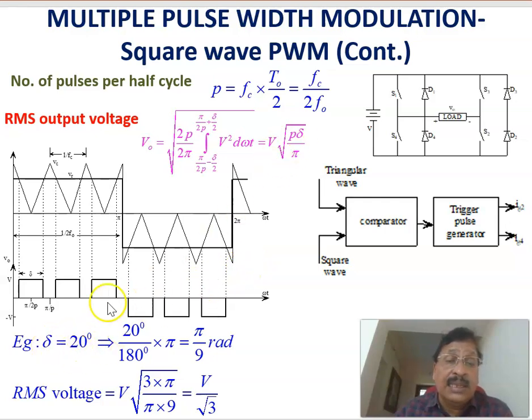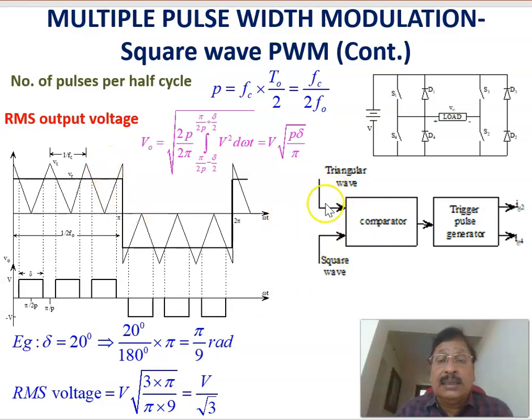For example, in this case, when delta equals 20 degrees, that is, the pulse width equals 20 degrees, or pi by 9 radians, the RMS value of this voltage can be calculated as V into root of 3 into pi divided by pi by 9, or V by root 3. Therefore, the RMS value of this output voltage can be changed by changing this pulse width. Again, to change this pulse width, you have to raise or lower the reference signal.